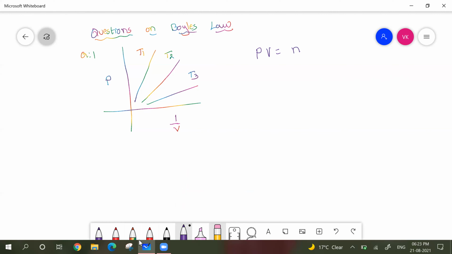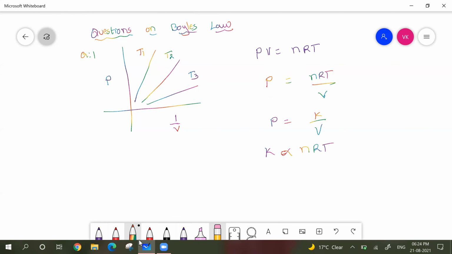PV is equal to nRT. We know that PV is equal to K. So now can I equate K is equal to nRT? PV is equal to nRT, so let me take P is equal to nRT by V. That means P is in this form. So here K is directly proportional to nRT.